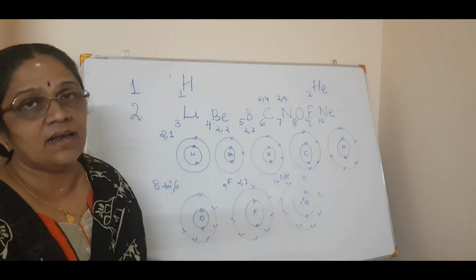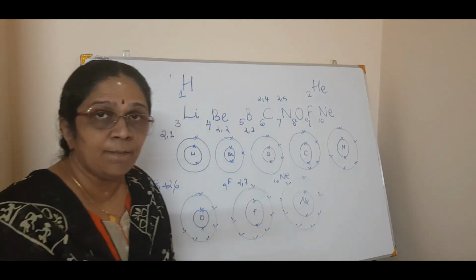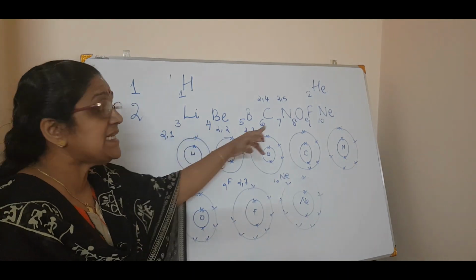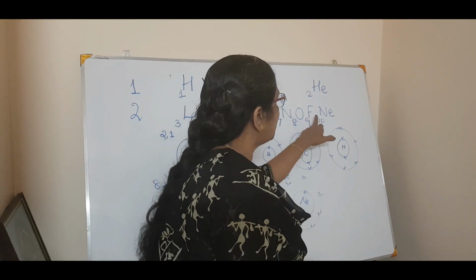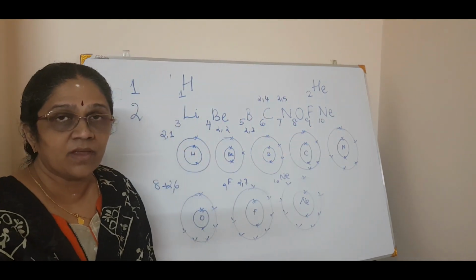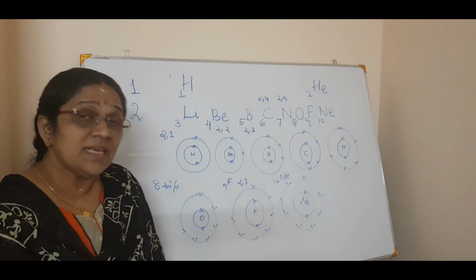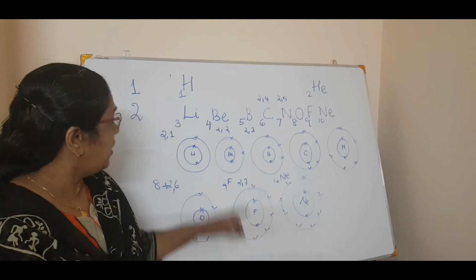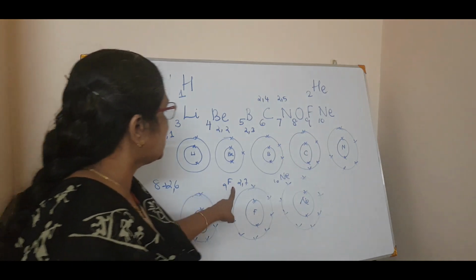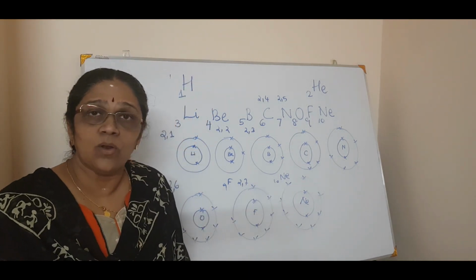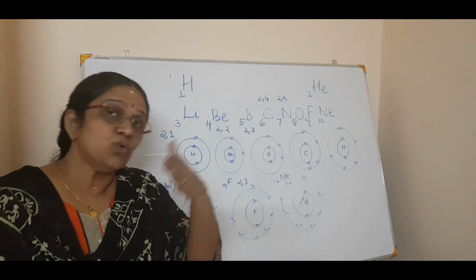Taking a period, period means horizontal rows. If we take horizontal rows, the second period consists of 8 elements: lithium, beryllium, boron, carbon, nitrogen, oxygen, fluorine, neon. There are 8 elements. Now what is the similarity in this? Is the valence electron the same? It is 2, 1; 2, 2; 2, 3; 2, 4; 2, 5; 2, 6; 2, 7; 2, 8. Is it the same? No. It is increasing by 1 unit. Isn't it right? 2, 1 became 2, 2, then 2, 3.